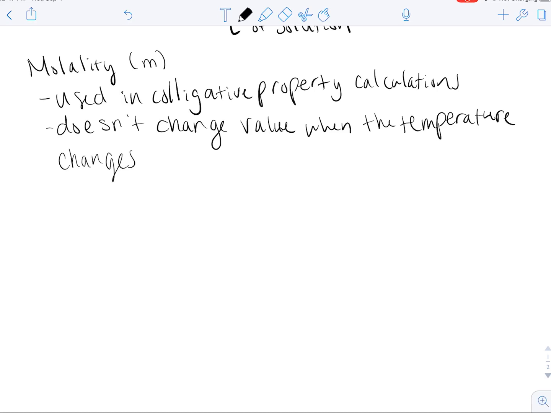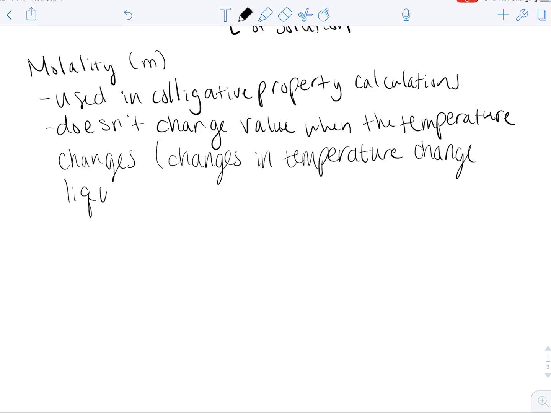Okay, so the reason is because of the way that molality is set up. We actually are using solvent mass. So changes in temperature are going to change the volume, but not the mass, so we don't get a change in our molality value. So with our molarity, we generally don't look at different temperatures with that.